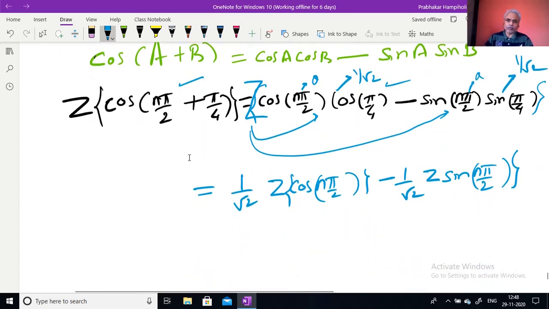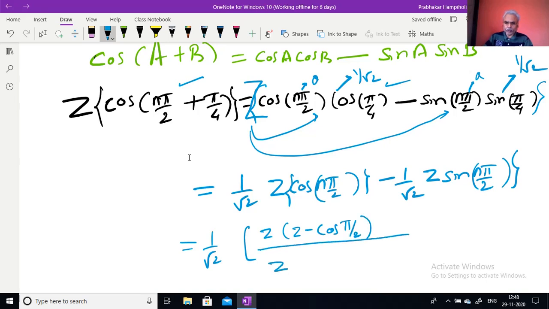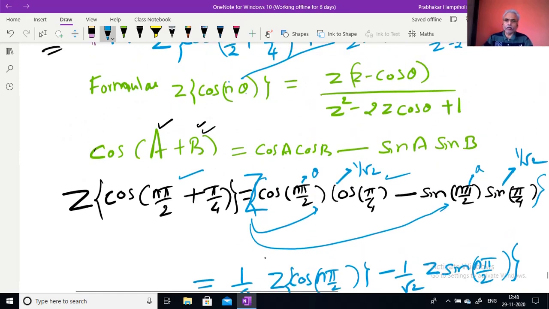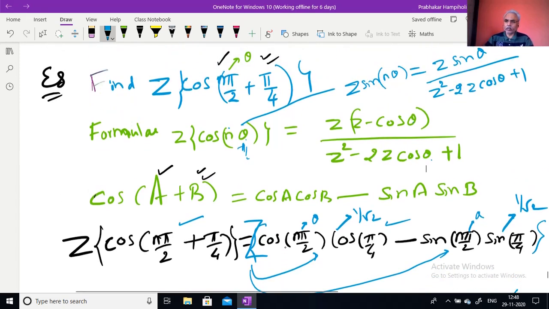Please observe: 1/√2 times the corresponding Z function after transforming, no n, only Z: Z(Z − cos θ), θ is π/2, whole divided by Z² − 2Z cos θ, θ is π/2, plus 1. So what I applied is, wherever θ is there, nπ/2, so here π/2. Wherever θ is there, π/2, π/2, I went on writing. Similarly here, I have to write π/2 wherever θ is there.